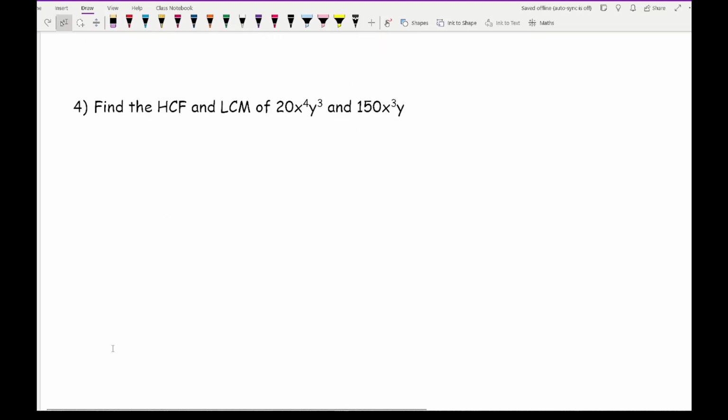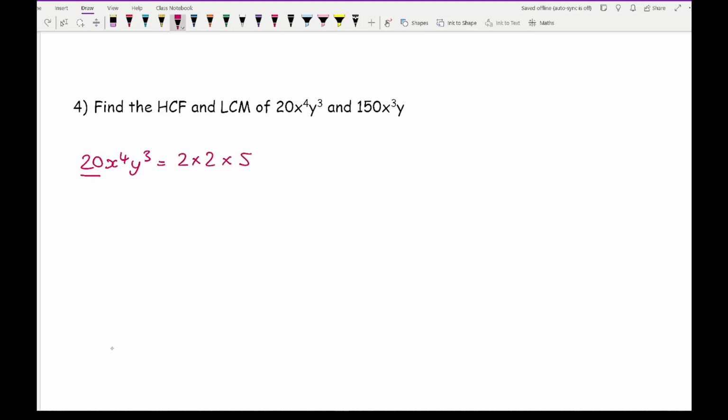So this question here says: find the highest common factor and the lowest common multiple of 20x to the power of 4 y cubed and 150x cubed y. So first things first, let's just do this. We've got 20x to the 4 y cubed. Now what I want to do is write this as a product of primes. Now 20 I can write as 2 times 2 times 5.